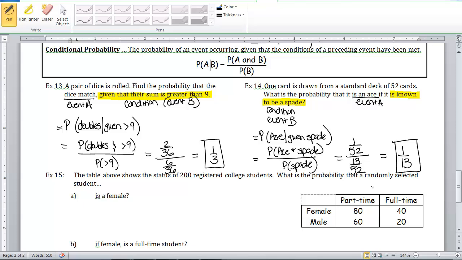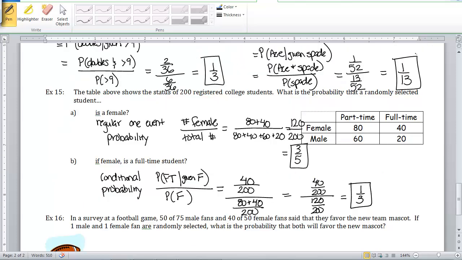Please pause the video and complete example 15. So in example 15A, we just wanted to know what's the probability that a student is female. So we need the total number of females divided by the total number of students. There are 80 plus 40 females, and for the total number of students, I had to add all 4 numbers up. 120 over 200 simplified to 3/5.